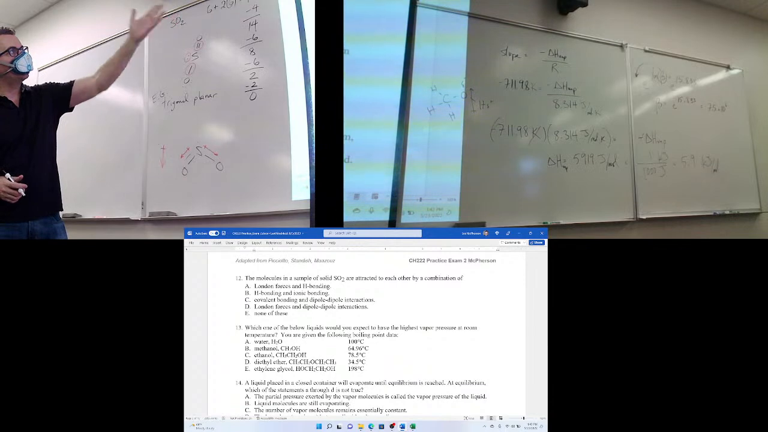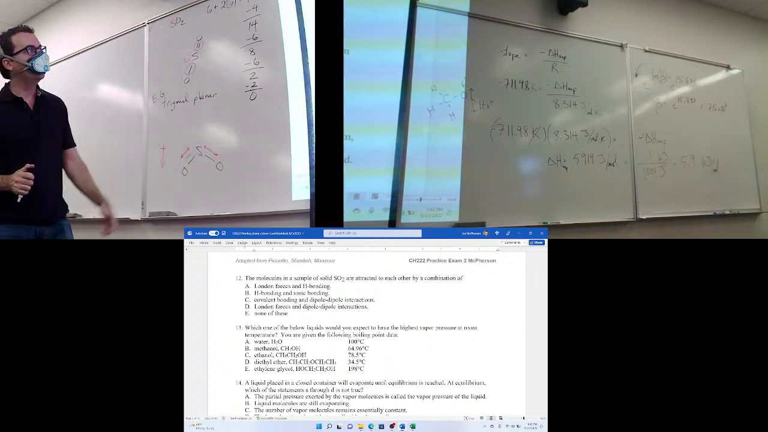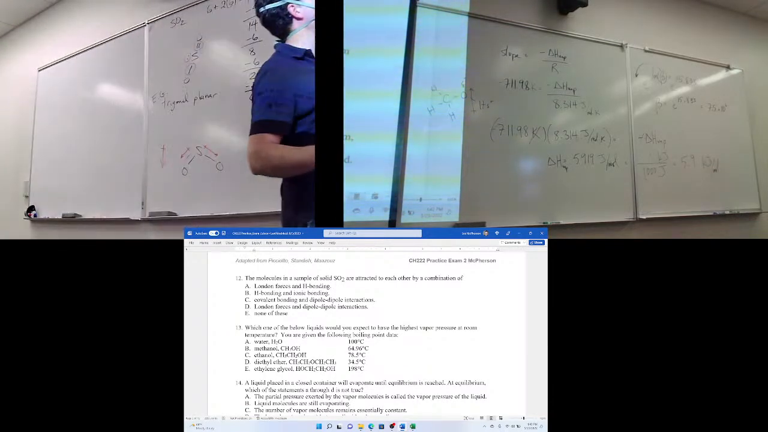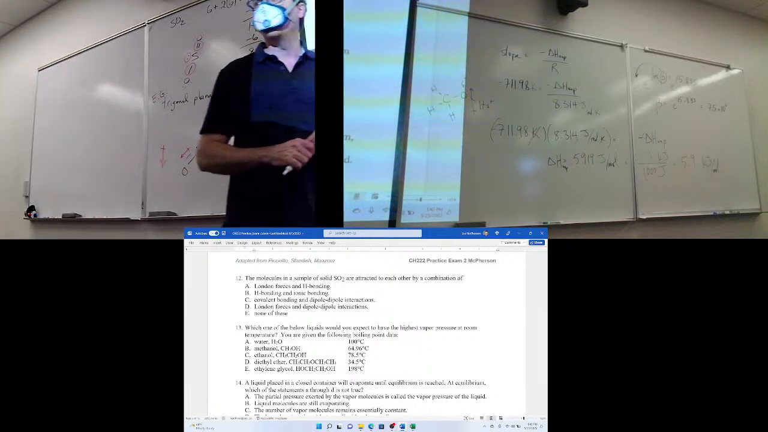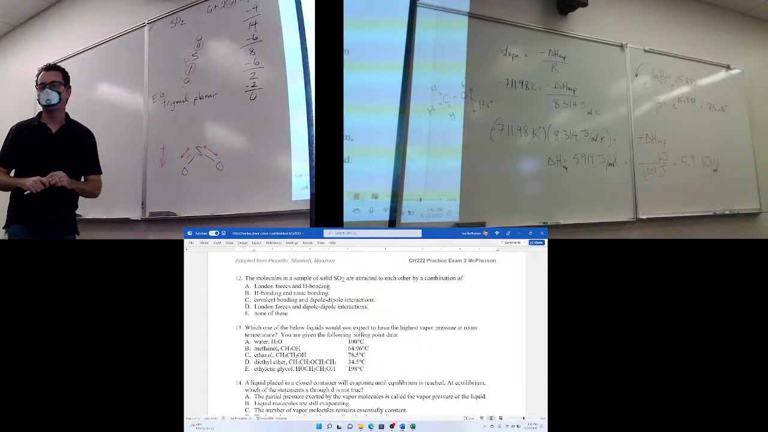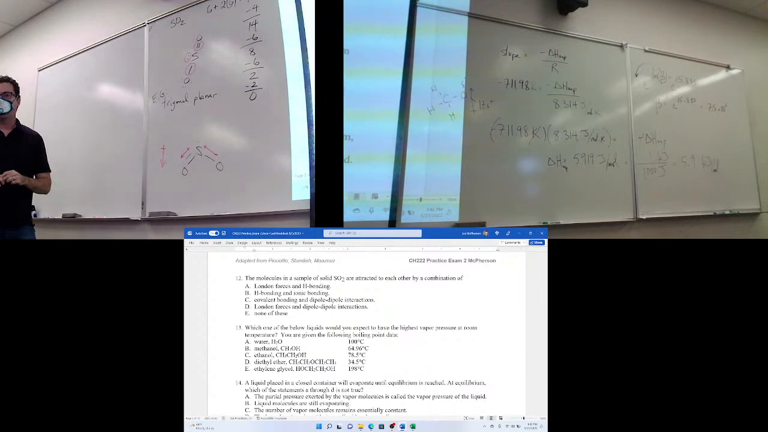And so what is holding together this thing? Everything does London forces, but it also does dipole-dipole interactions with the neighboring SO2s. Yes?